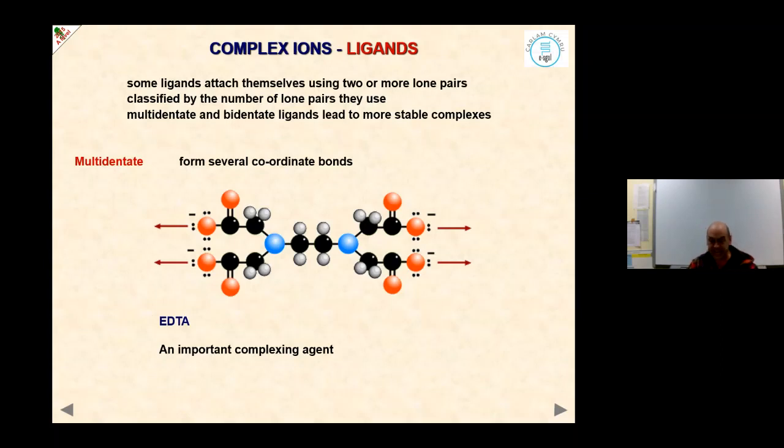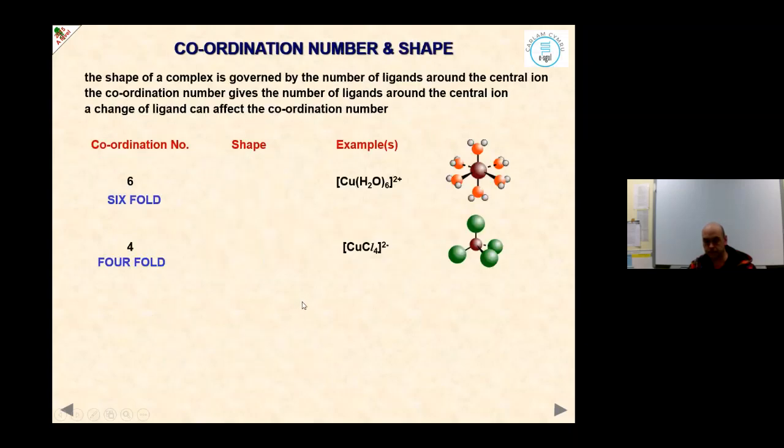Okay, so we say this is a multidentate. This is called EDTA. And you can see here there are four lone pairs, and these are the lone pairs that actually form the dative bonds. Okay, so you've got 1, 2, 3, 4. So this is a multidentate. So like I say, really your syllabus focuses in on the monodentate or unidentate, which is where they only form one dative bond per molecule.